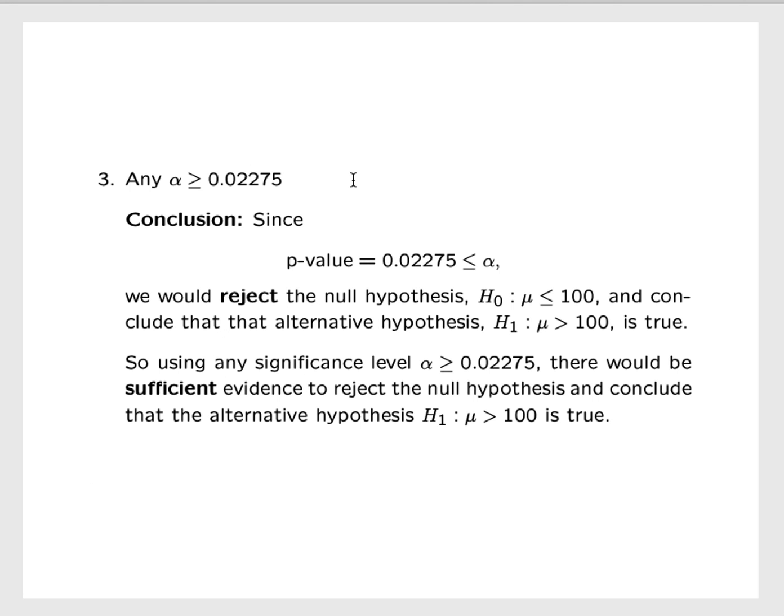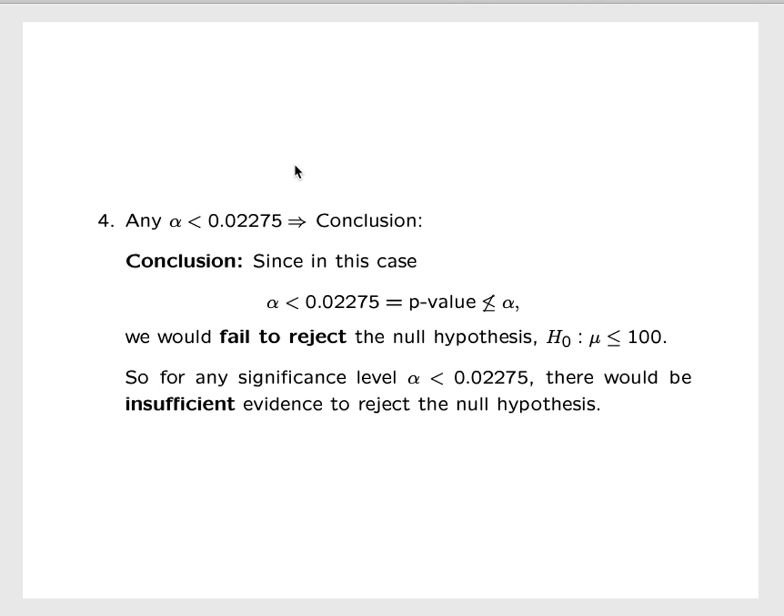Now, suppose that we use any significance level that is greater than or equal to the observed value of the p-value, which was 0.02275. Well, in that case, since the p-value is less than or equal to such a significance level, we would reject the null hypothesis and conclude that the alternative is true. And so using any significance level that is greater than or equal to the observed p-value, there would be sufficient evidence to reject the null hypothesis and conclude that the alternative is true.